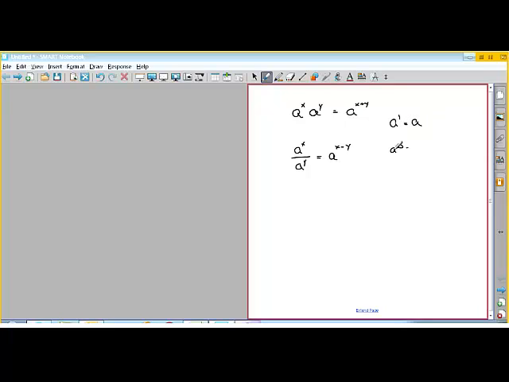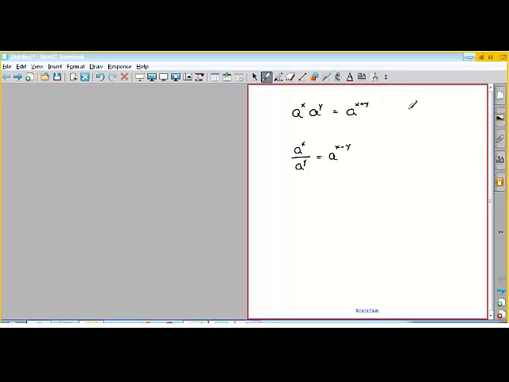Also, any number to the 0 power is 1. So 10 to the 0 power is 1. 100 to the 0 power is 1. The only one that isn't that is this one. 0 to the 0 power is not 1. But every other case, or infinity to the 0 power.